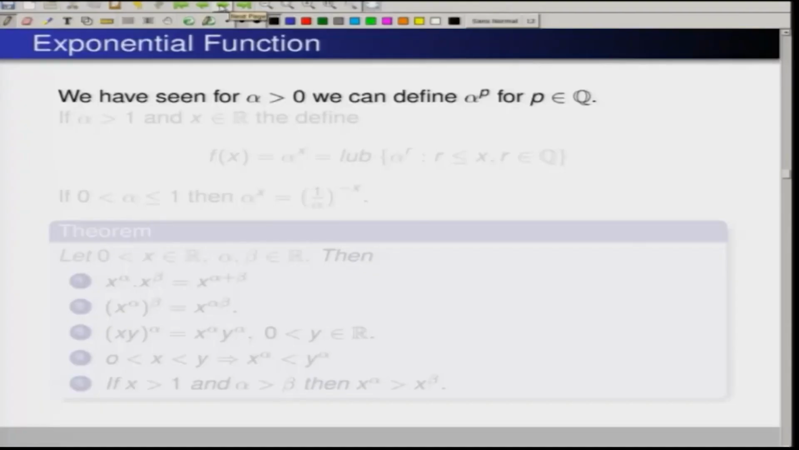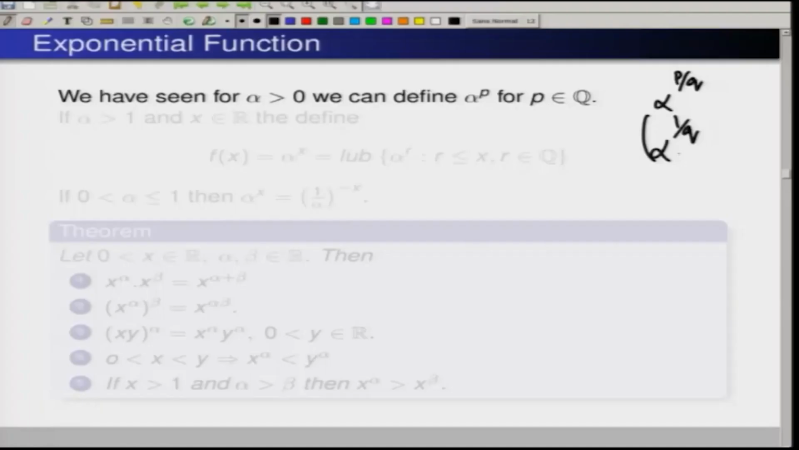Now, for alpha greater than 0, we can define alpha to the power p if p is a rational number. Suppose you want to define alpha to the power p by q. We know that q is an integer, so alpha to the power 1 by q exists, because the qth root exists. Now I take that whole to the power p, and this is nothing but alpha to the power p by q. So, if alpha is greater than 0, then we can always define alpha to the power p for p belonging to Q.